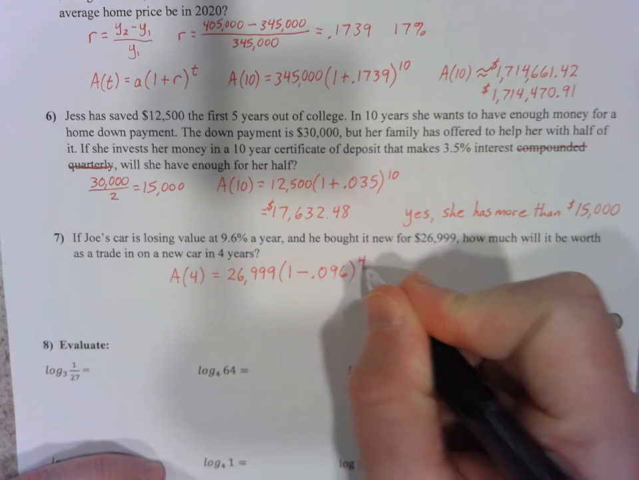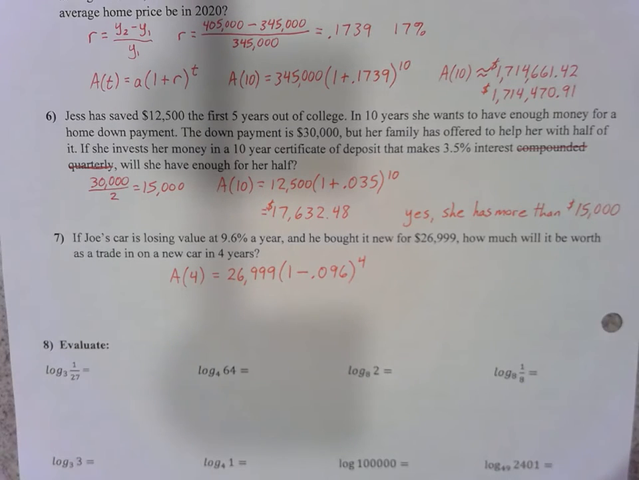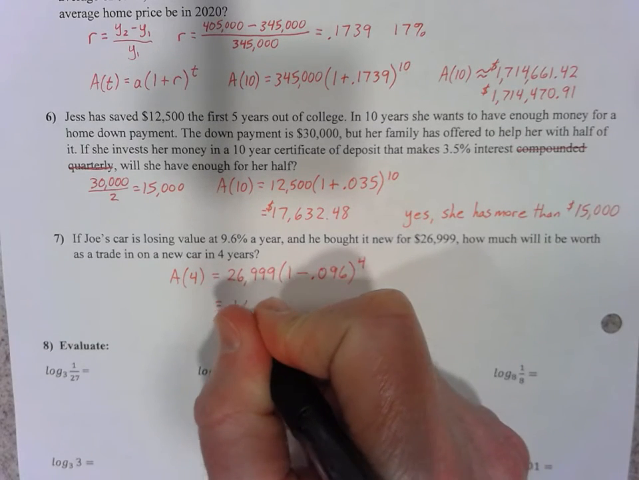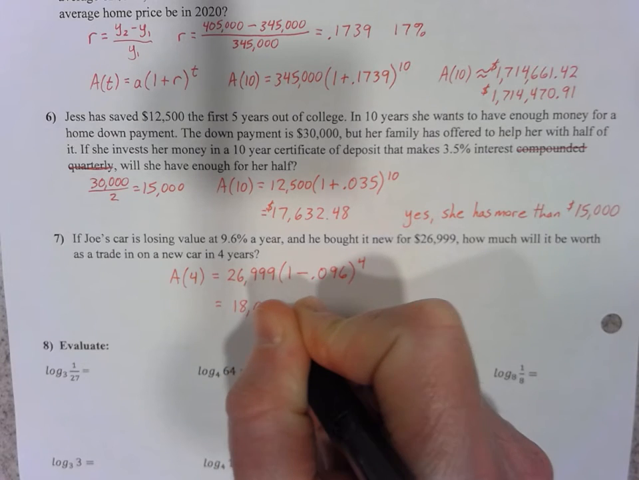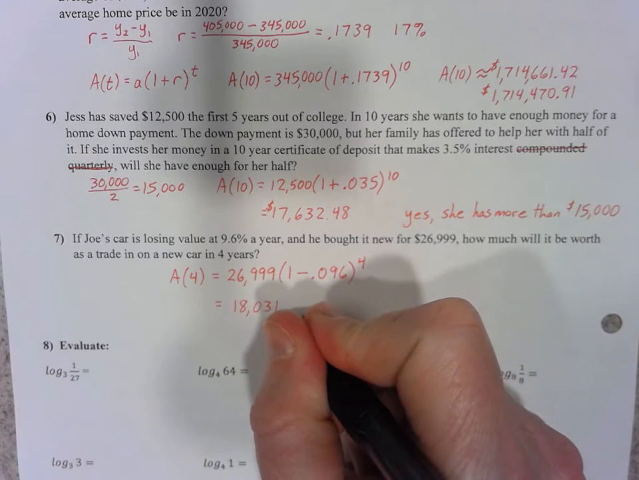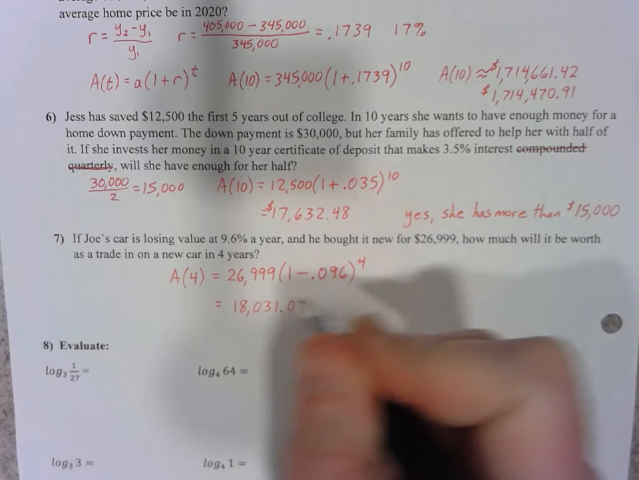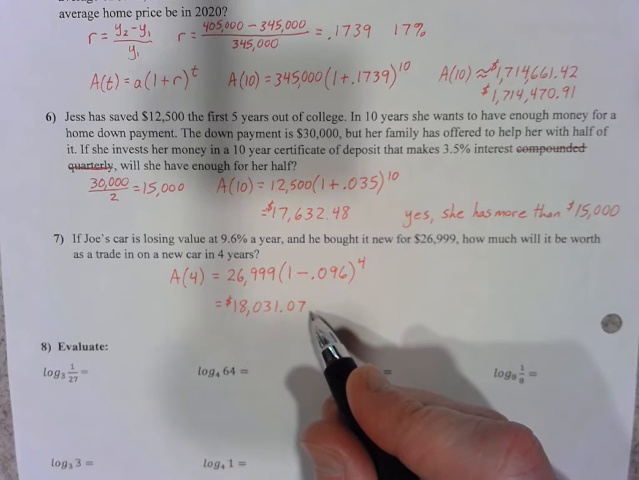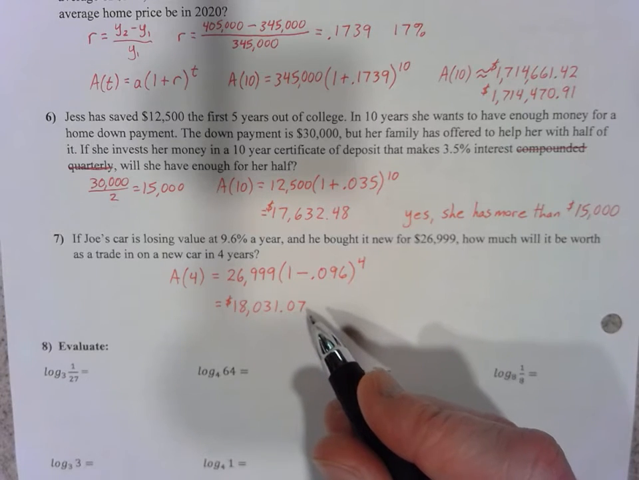This is for 4 years, so we take it to the 4th power. Type this in the calculator, 26,999 times 1 minus 0.096 to the 4th power. So this will be worth $18,031.07. It's 0.065, and so the 5 rounds the 6 up to 0.07.